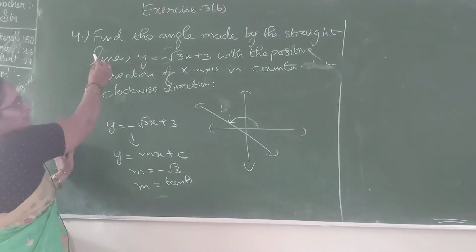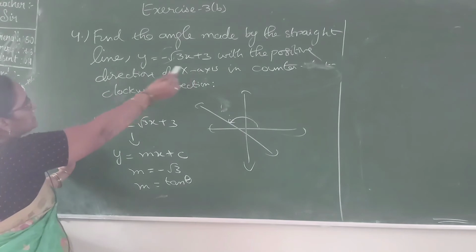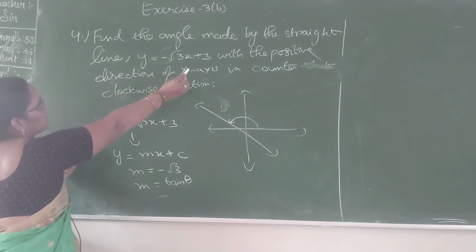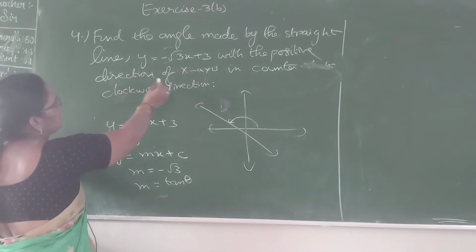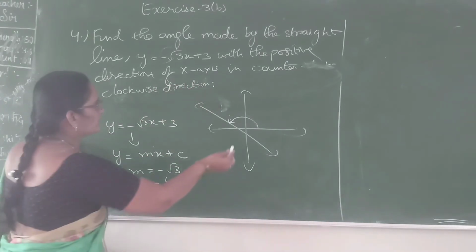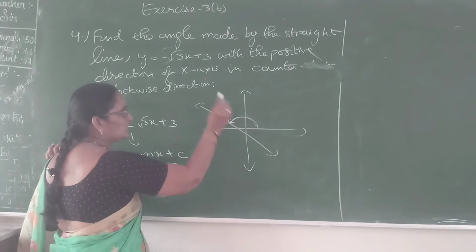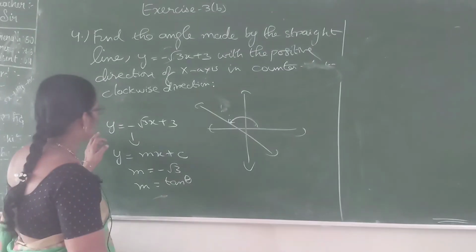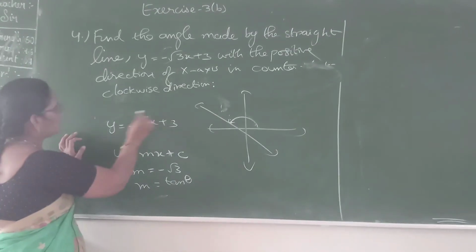See here children, fourth question: find the angle made by the straight line y equal to minus root 3 x plus 3 with the positive direction of the x axis in the counterclockwise direction. Counterclockwise means it will come in this particular direction. So here, this is again which form of the straight line?